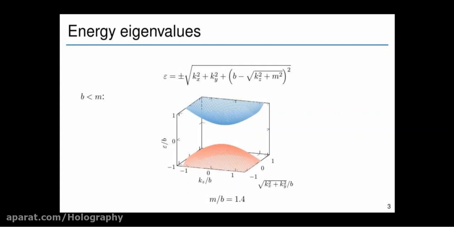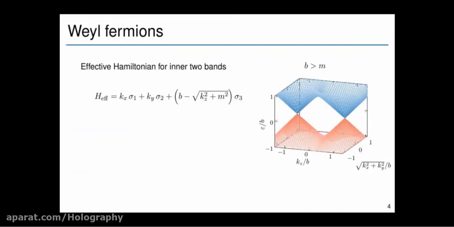So how do you know, in the small M over B phase where we had these band touching points, that the low energy excitations are Weyl fermions? You can show this by looking at an effective Hamiltonian that describes these 2 bands.